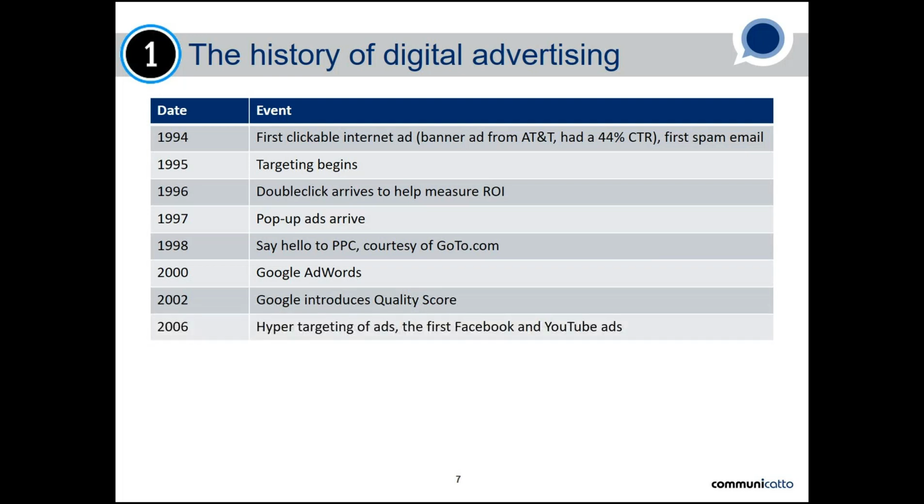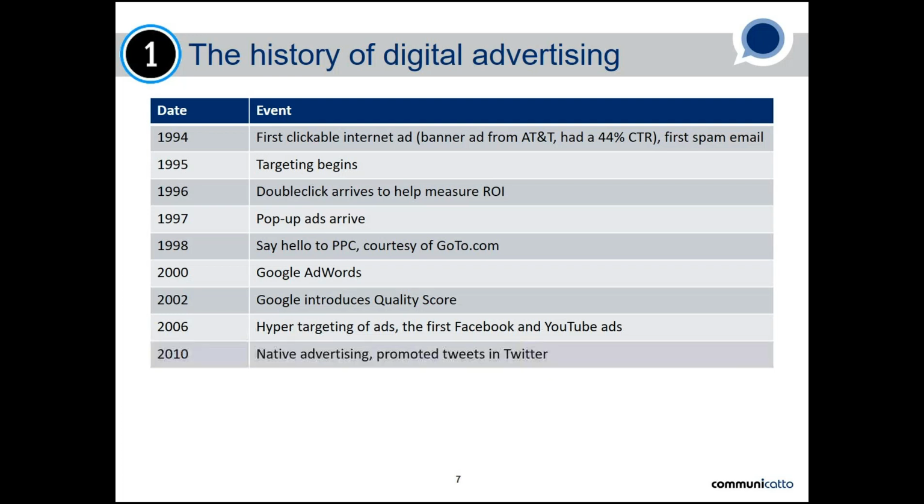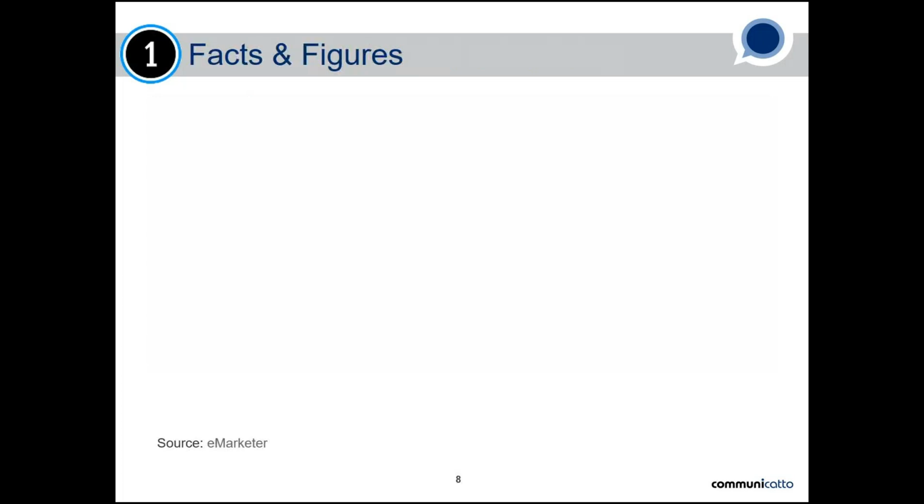About 12 years ago, we really started getting into what I've called hyper targeting, which is really, really detailed targeting, where digital advertising starts to set itself apart from traditional advertising. And then on Facebook and YouTube, we see the first ads showing up there. And then in 2010, all the way back to 2010, is when native advertising started to appear, and promoted tweets appearing in Twitter. So a very quick history of digital advertising.